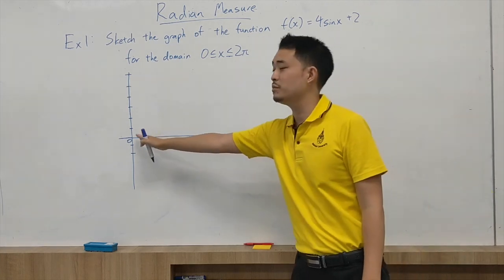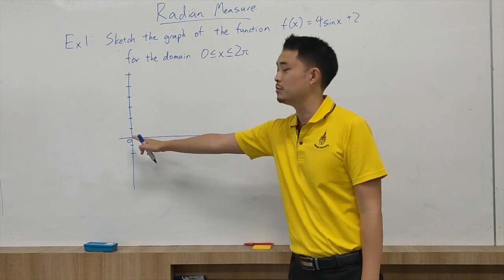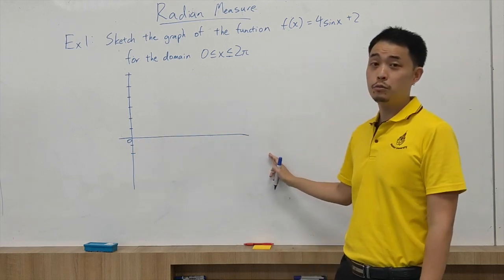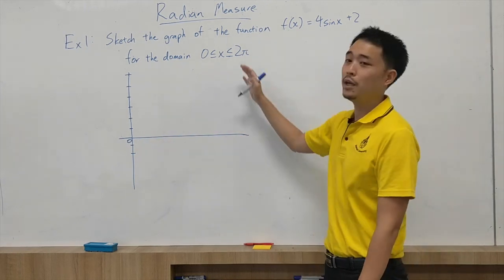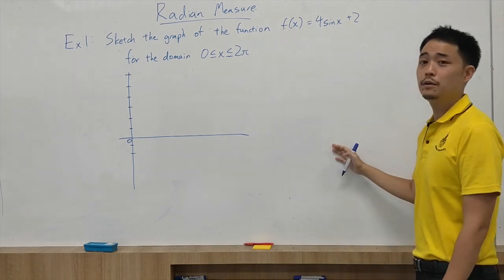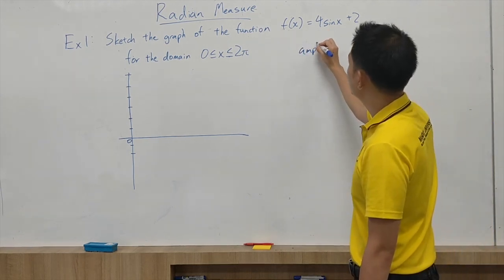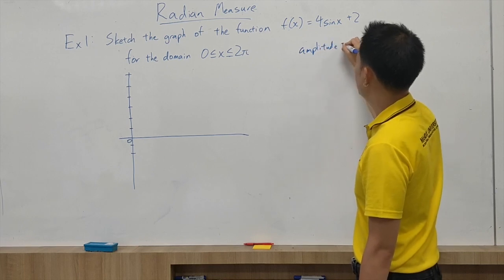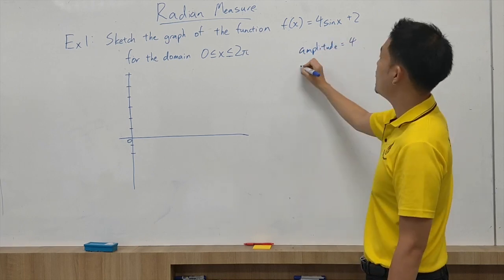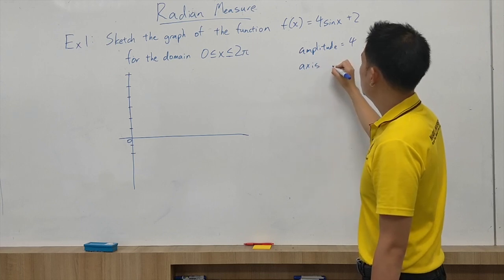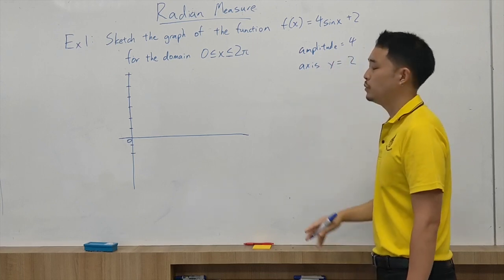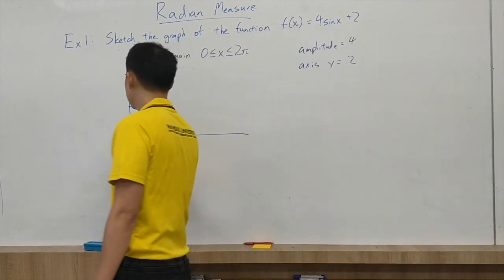Now, instead of going from 0 to 180 to 360, we're going to be going from 0 to pi to 2 pi, right? But in terms of the amplitude and the axis, those things don't change. So over here we can see that the amplitude of this graph is 4, right? And the axis is y equals 2. So we can continue to plot that normally, okay?